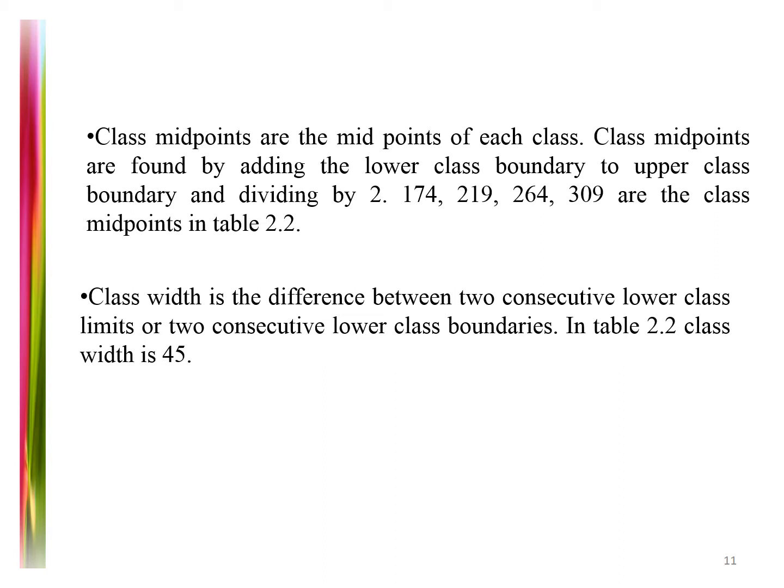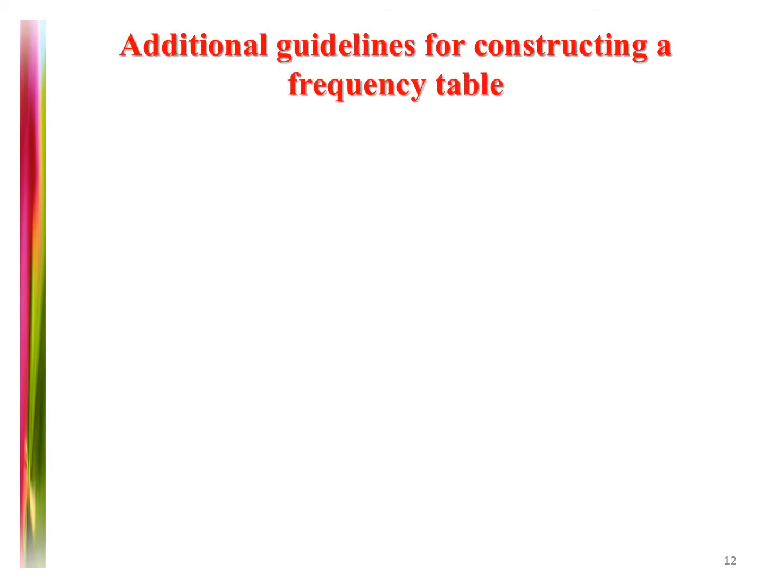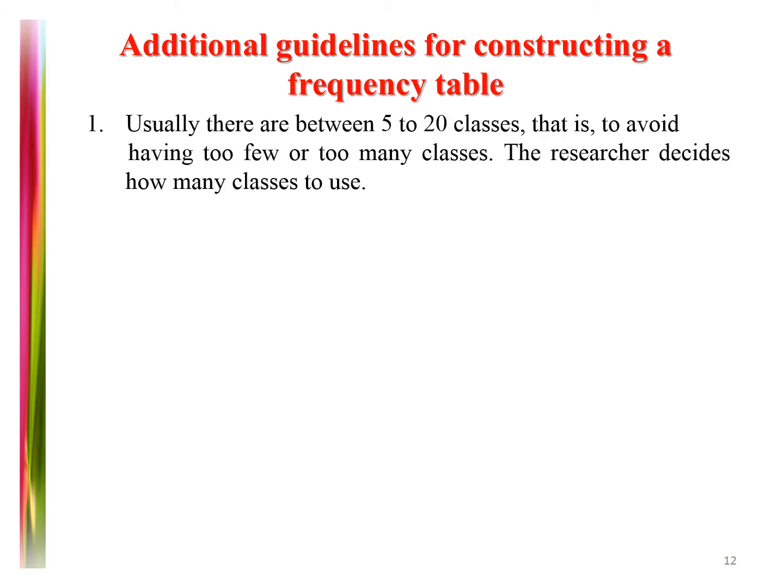Suppose you want to calculate the class width from a frequency table. You can do it this way: two consecutive lower class boundaries, or two consecutive lower class limits, the difference should be equal to the class width. And also, additional guidance for constructing a frequency table in statistics.